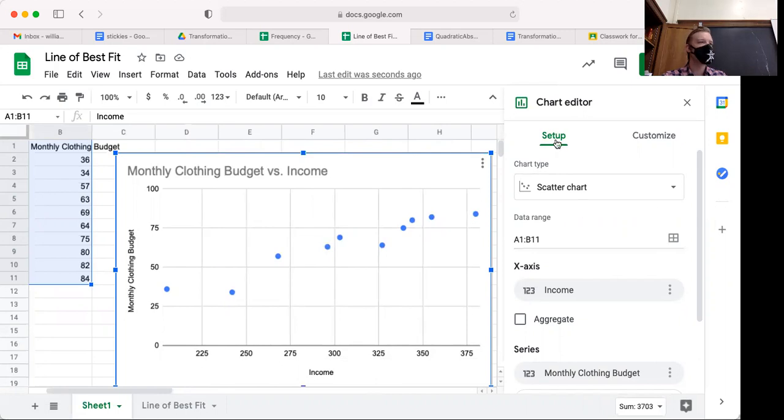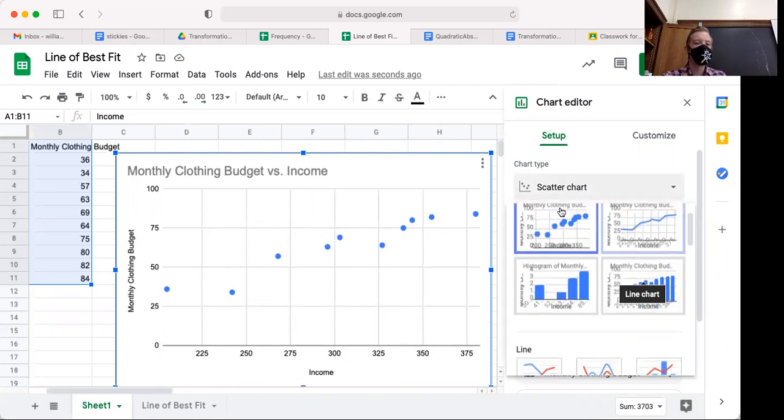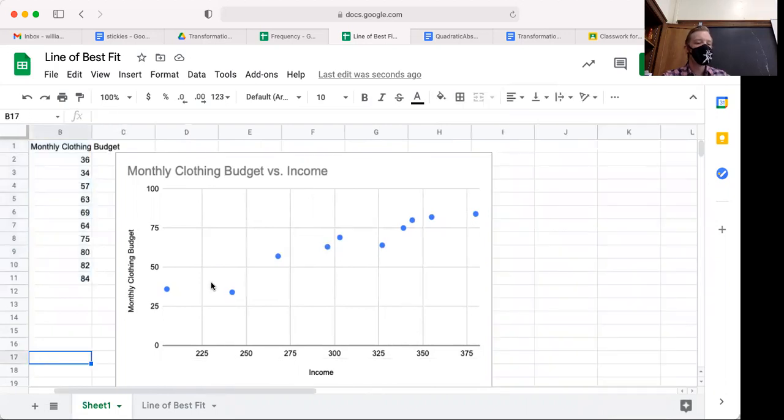But if not, you can go up here to setup and click on the charts, and we do want a scatter chart. We do want a scatter plot because that's the best way of representing this information. So now we see that we've got all of these points. And if we think back to yesterday, we said that if the points resemble a line or are close to resembling a line, we would call that high correlation. And here we see that these are all going in the same direction. They're not incredibly spread out. And so we can call this high correlation.